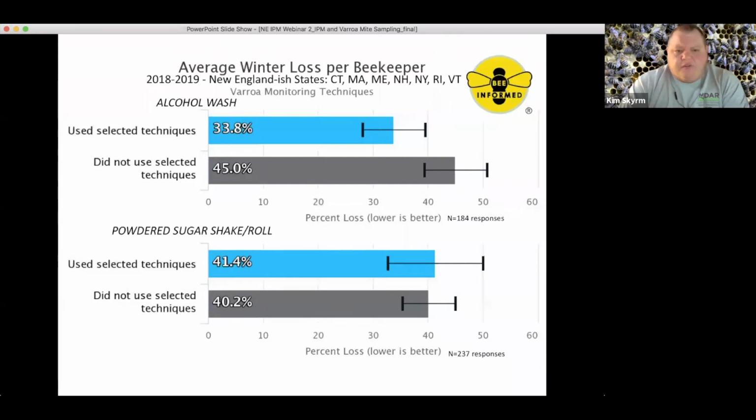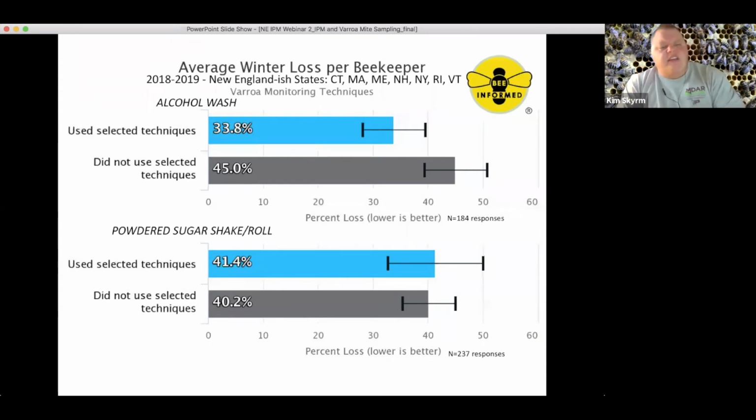If you choose the sugar shake or sugar roll, you'll see a little bit higher levels of loss versus those who didn't use it. Actually, those who didn't use it was much lower. Anyway, good take home here. You can take a look at that data if you want to see it by state.